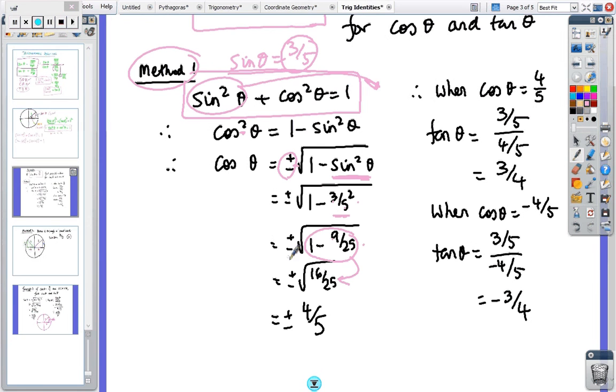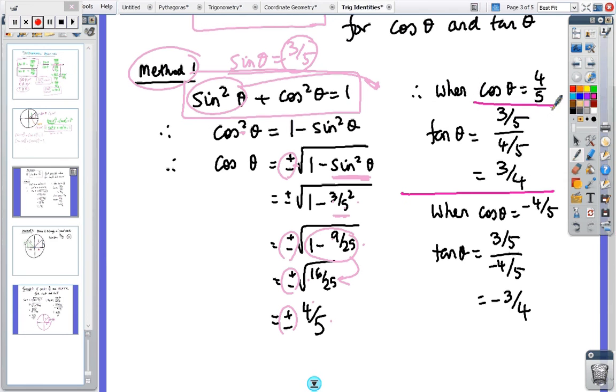But we've got this plus or minus out the front all the way down. And then the square root of 16 is 4, and the square root of 25 is 5. So we've got cos theta is two different answers. It's a positive 4/5 or it's a negative 4/5, and when we do the diagram, you'll see why there's two answers. So if we've got two answers for cos, then we're going to have two answers for tan.